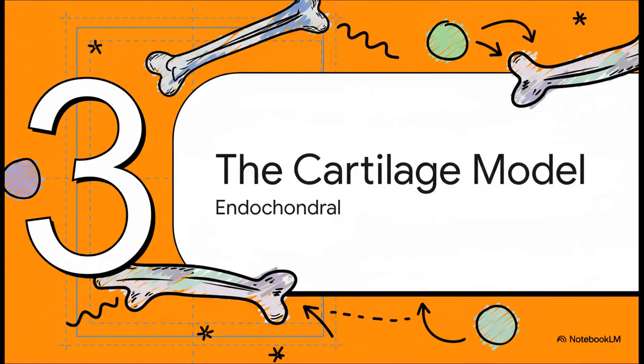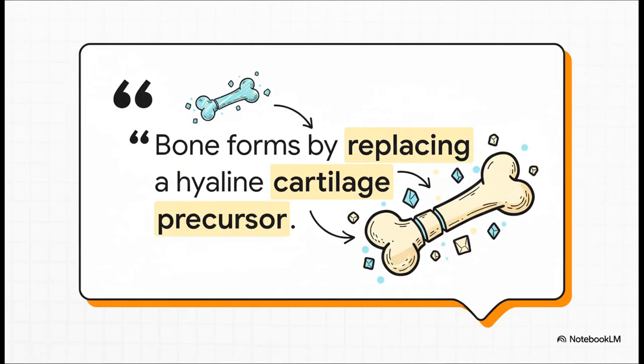All right, now for that second blueprint. This is how we build our long bones, and it's the body's most common method. And it starts not with bone, but with a really clever temporary stand-in. This quote right here really says it all. The body doesn't build the final product right away. First, it creates a perfect miniature model of the bone out of something called hyaline cartilage. Then, and only then, does it begin the process of replacing that model bit by bit with actual bone.